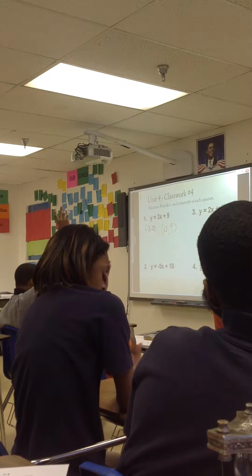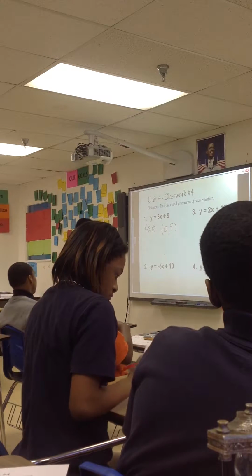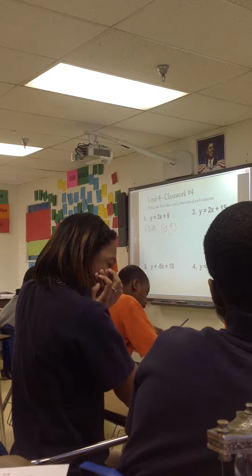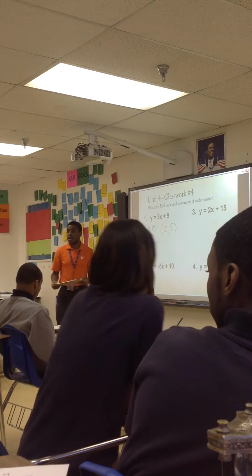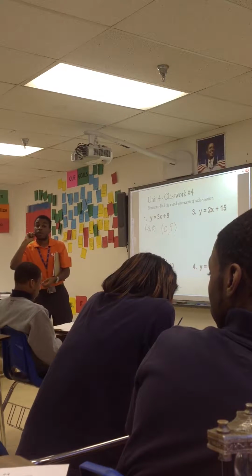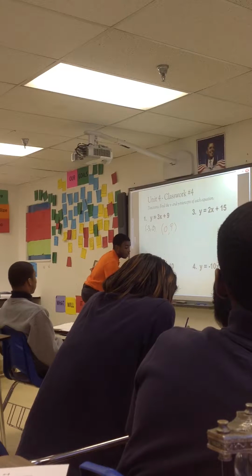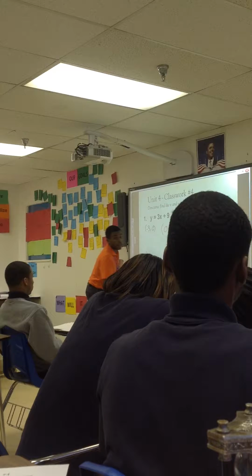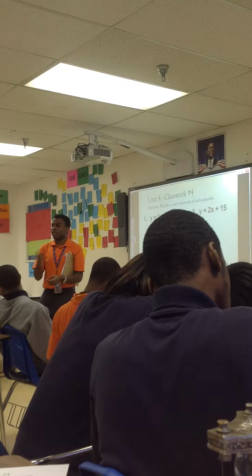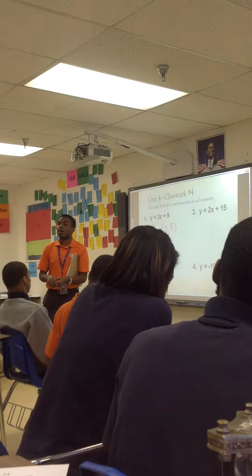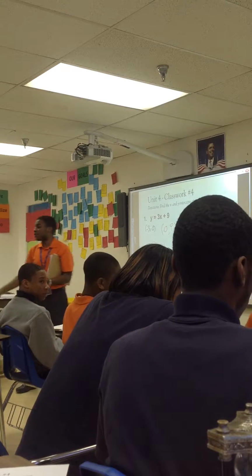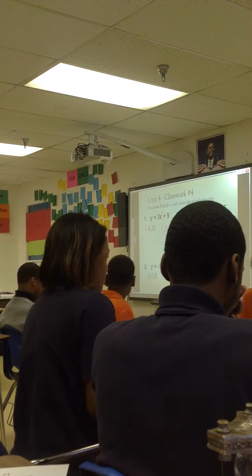Number 2. Lipscomb, x-intercept. X equals negative 2. Give it to me as an ordered pair. Negative 2, comma 0. Miss Moore, how do you get negative 2? Mr. Lipscomb, walk me through your process.